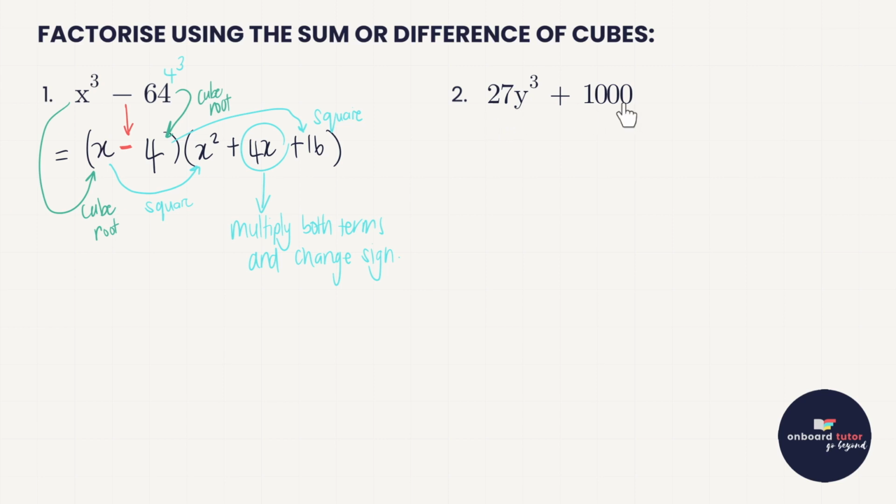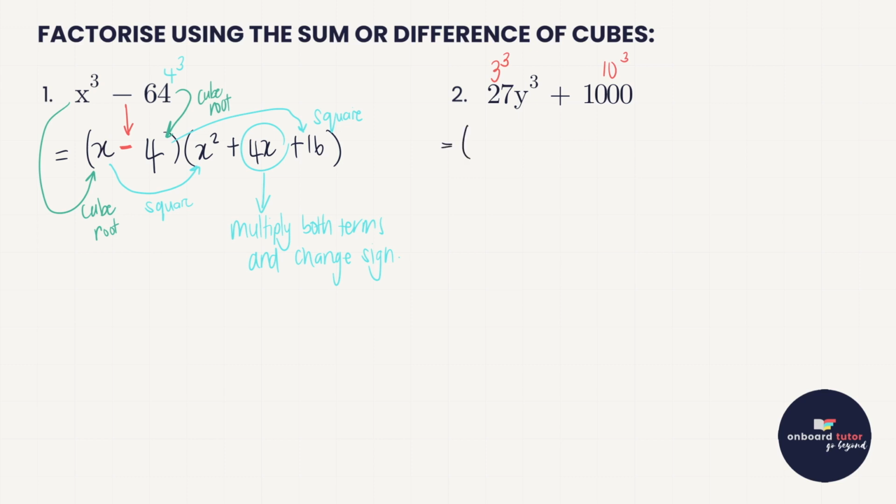27y cubed plus 1000. Is there a common factor here? It doesn't seem like there is. Are these all cubes? Let's check that out. Okay, so 27 can be written as 3 to the power of 3, and 1000 is 10 to the power of 3. So yes, we've got 3 cubed, y cubed, and 10 cubed. This is the sum of cubes. Okay, what do we do now?